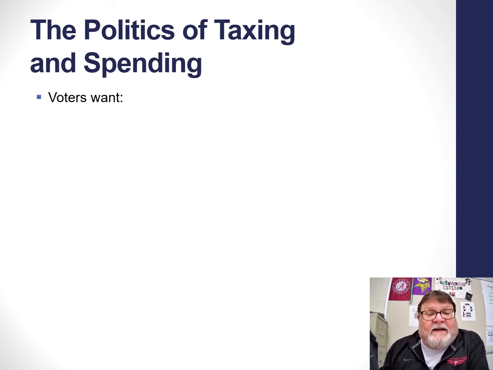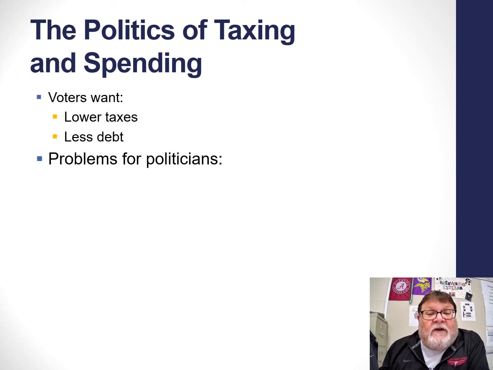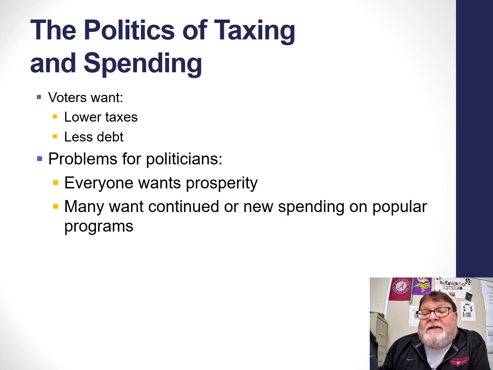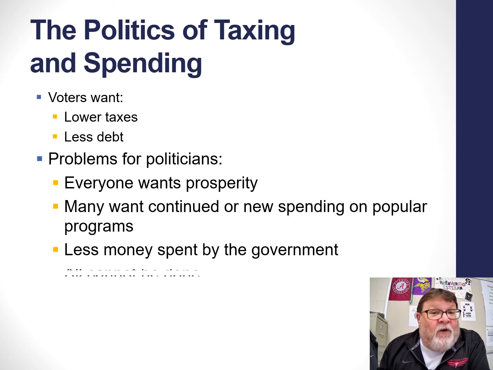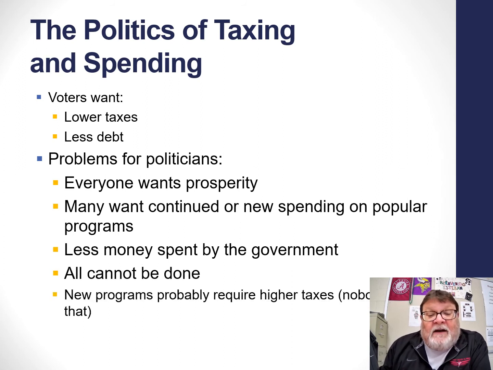All right. So again, the politics of taxes and spending then. What do we want? We want lower taxes, right? And we want less debt. And we want all of those things. The problem for politicians is all those things generally can't be done. Everyone wants prosperity. However, we want continued or new spending on popular programs. So we want less money spent by government, but we want more money spent on the cool stuff. So we're in trouble. All that cannot be done.